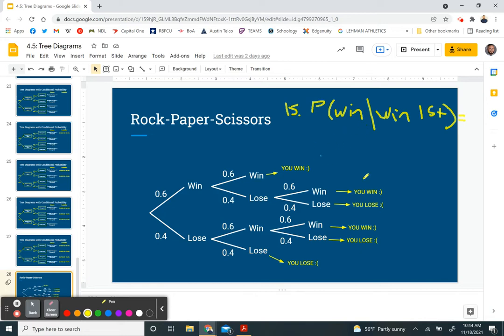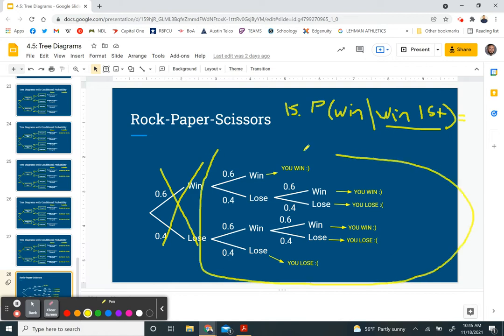Now, the hard part here is that we don't necessarily need to use the formula to figure out the answer to this problem. In a conditional statement for tree diagrams, this has already happened. Your probability of winning, given that you win the first time, has increased because you already won the first one. So basically, if you've already won the first one, this is gone. And all we have left is whatever's on this side.